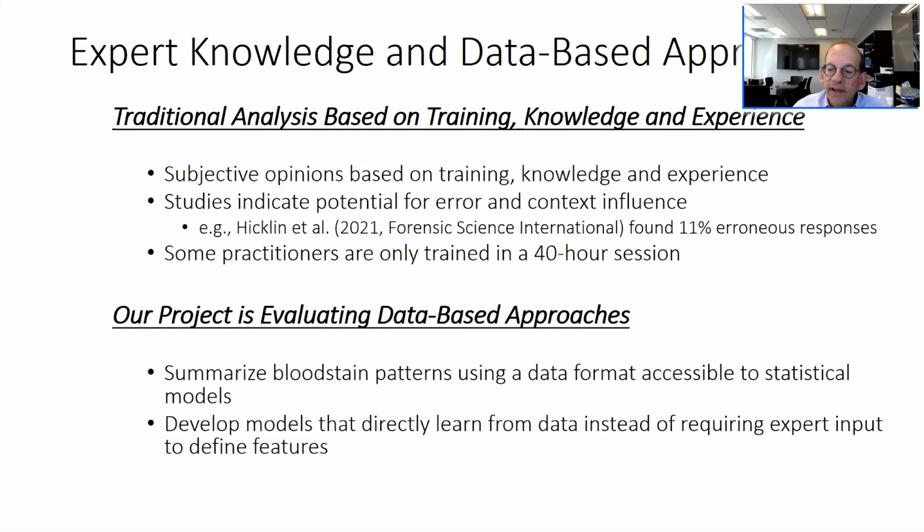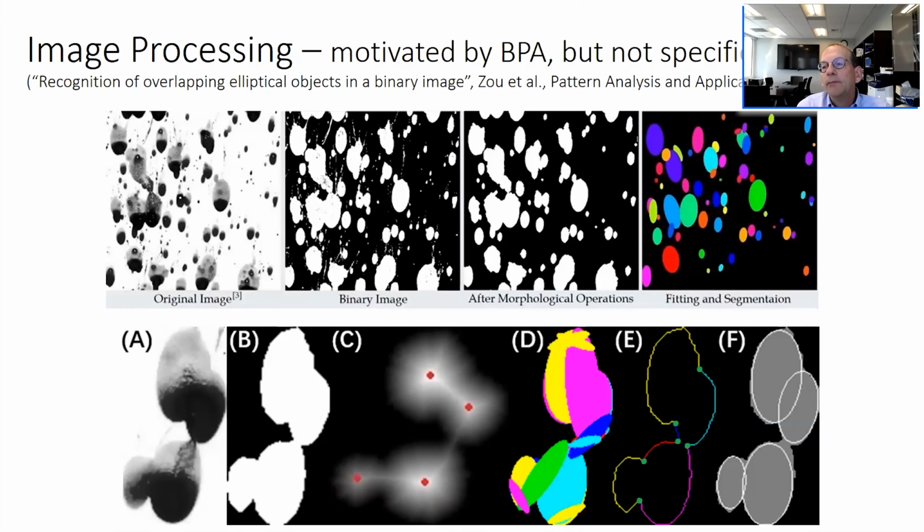And so we are interested here in seeing what one can do with data-based approaches. As I said, it's relatively early stage results and work. The approach that we're going to take is to first try to summarize the bloodstain patterns into some kind of format that will be more amenable to statistical analysis, and then develop some classification approaches based on that data format. So let me begin with the first piece, which has actually been published.